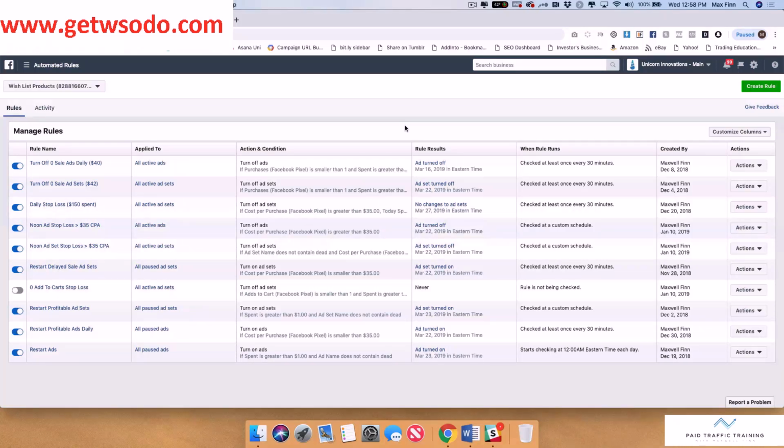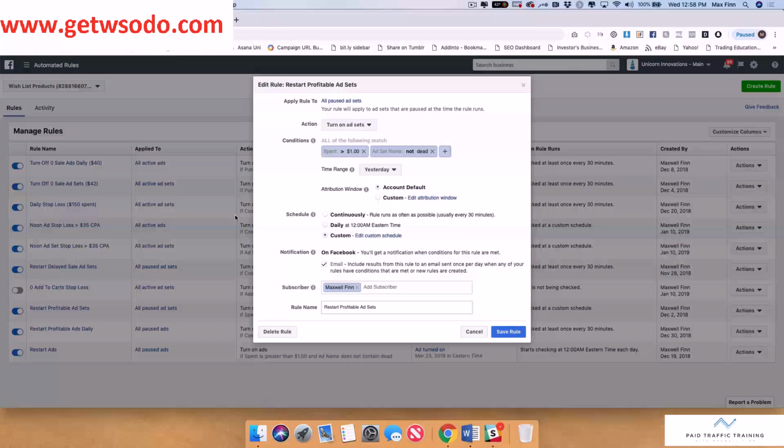Okay, so we have our stop losses in place, we have our noon cutoffs, we have our zero sale rules in place. The final thing we need in place is our restart rules. So what we want to make sure we do with this campaign is that we restart everything the next day, because remember, there's volatility. So what worked today might not work tomorrow, and what didn't work today might work tomorrow.